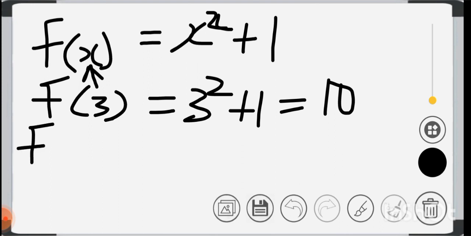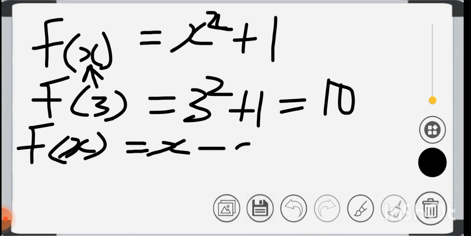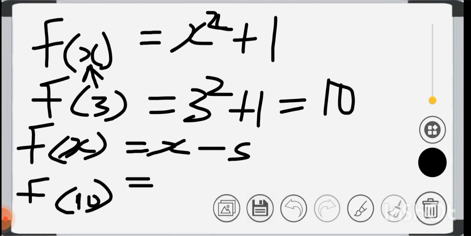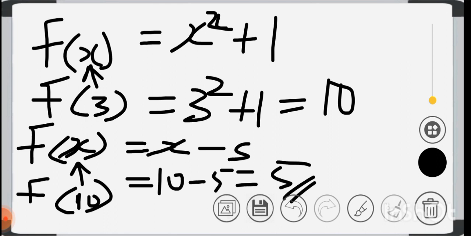I can also tell you a function of x is equal to x minus 5. Find the function at 10. That is, anywhere you see x, you put 10. I'm going to have 10 minus 5, and that will give us what? 5. You can see it's not that difficult. So I have two things to show you.